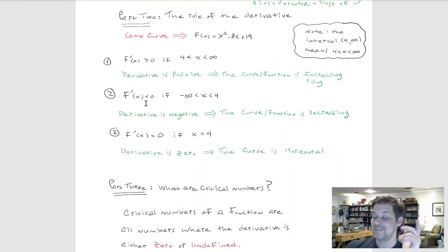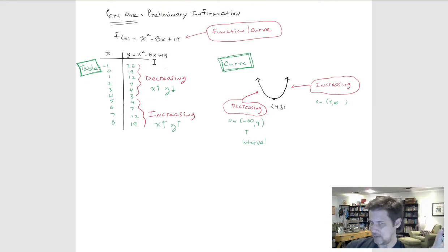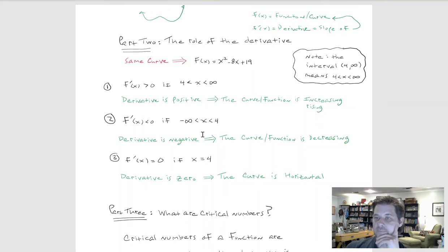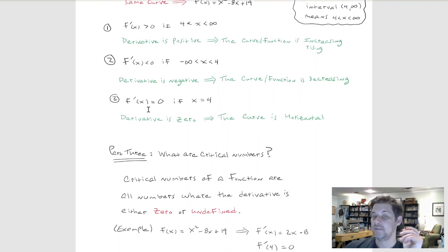You'll also find the derivative is negative from negative infinity to 4. The derivative being negative translates into the curve decreasing. See our curve right here, or the table, however you want to look at it, from negative infinity over to 4, it's falling, it's decreasing. The association is that the derivative is negative. Take any x value from negative infinity to 4 and the derivative will be negative for that number, because the curve is decreasing. And then f prime of x, the derivative, will be 0 at 4 itself. So the derivative being 0 means the curve is horizontal.